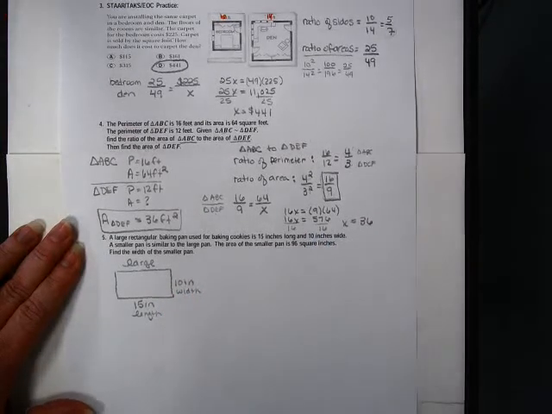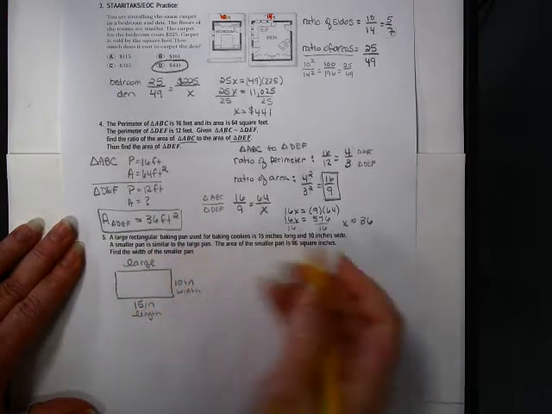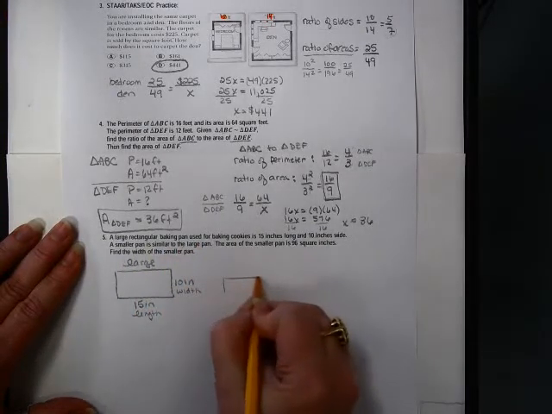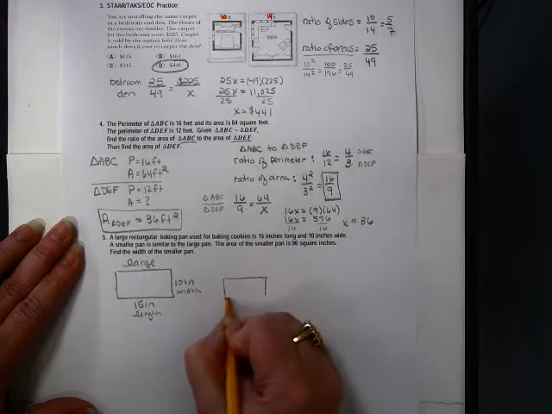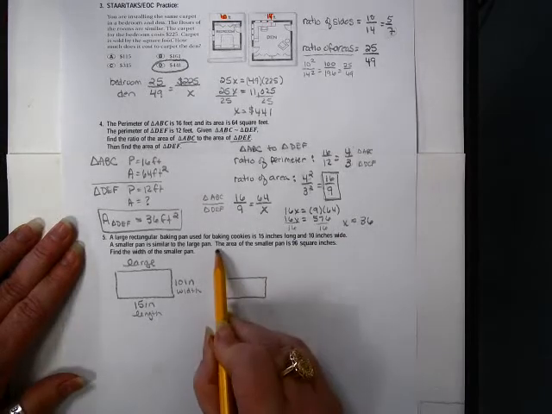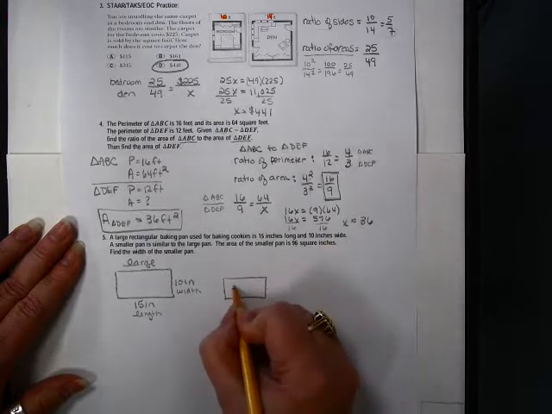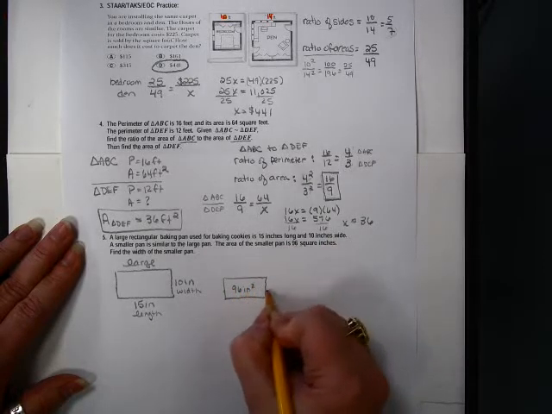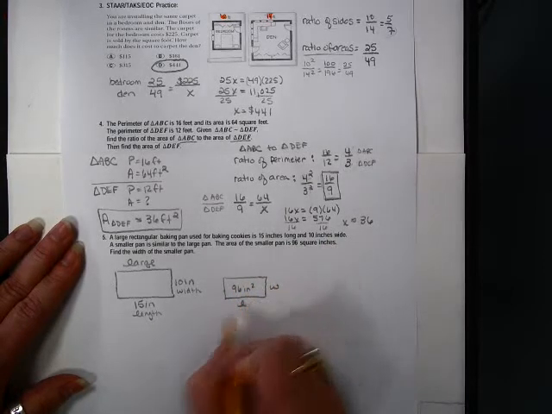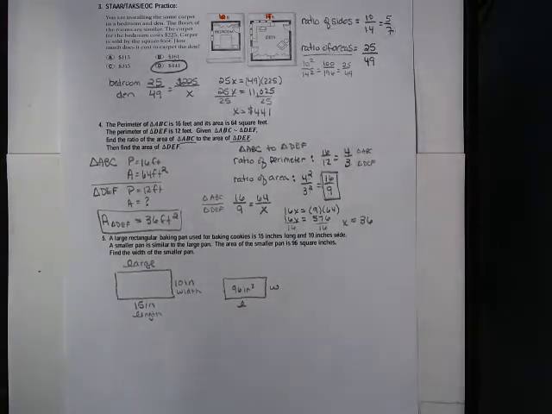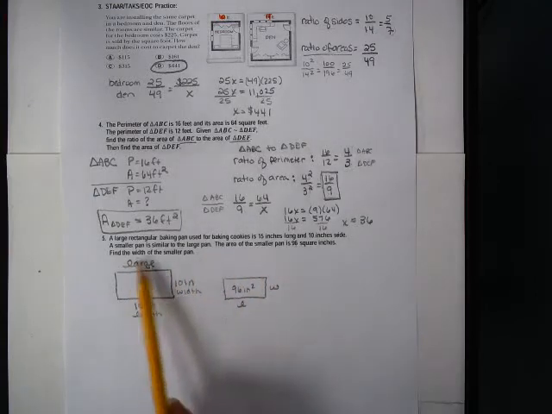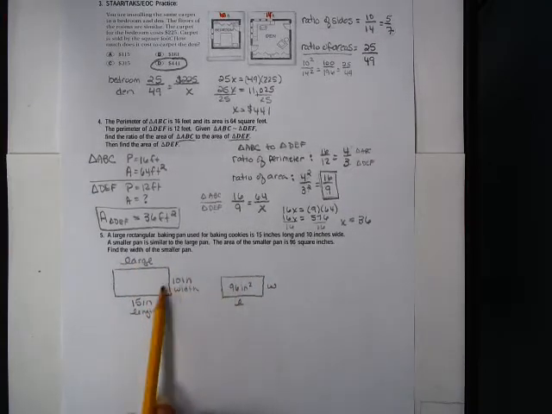Okay. A smaller pan is similar to the large pan. So we've got a smaller one. I'm not sure how small it is, but it's smaller. And it says that the area is 96 square inches. So 96 inches squared. I do not know the width and I do not know the length. Okay, well, it says find the width of the smaller pan. And remember, these are similar.